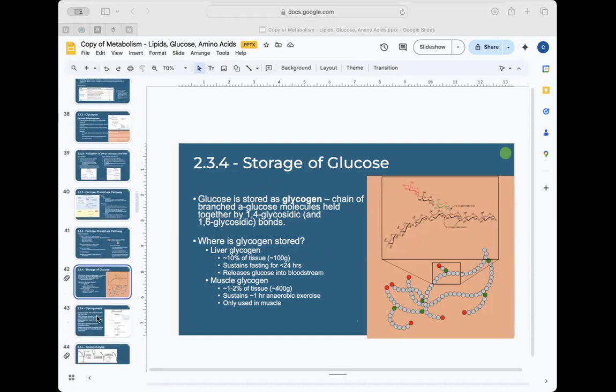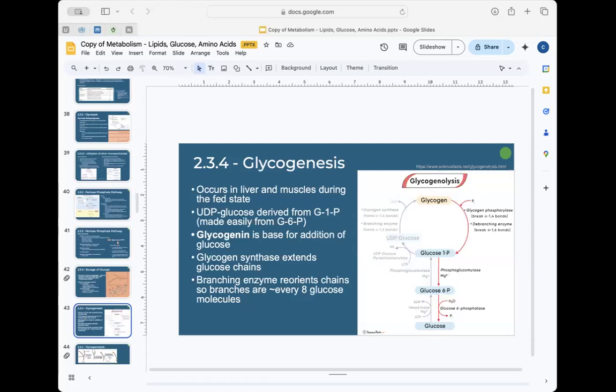If we think about glycogenesis next, so when glucose is plentiful, we store it. Glycogenesis kicks in during the fed state, forming glycogen from UDP glucose. So glycogenin provides the initial scaffold, glycogen synthase builds the chain, and the branching enzyme makes the molecule compact and accessible. And that process is sort of illustrated in this diagram here.